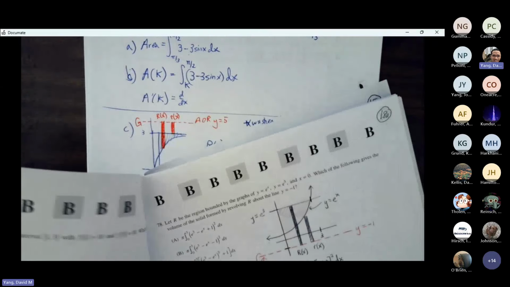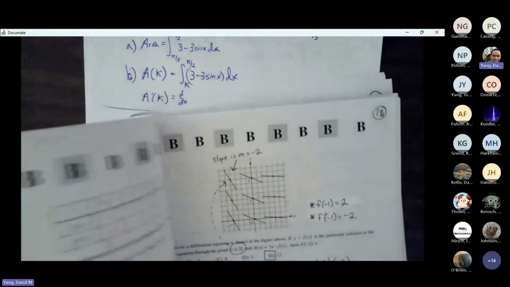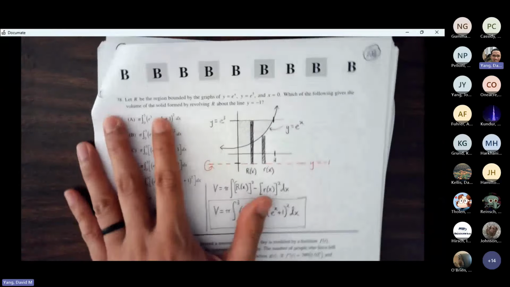Okay, I'm running a little bit over time here, so let me just highlight maybe five or more problems from the calculator section of the A/B test. Number 78.